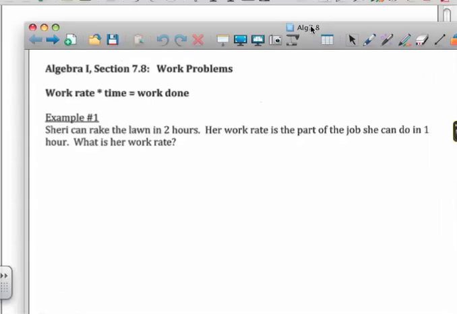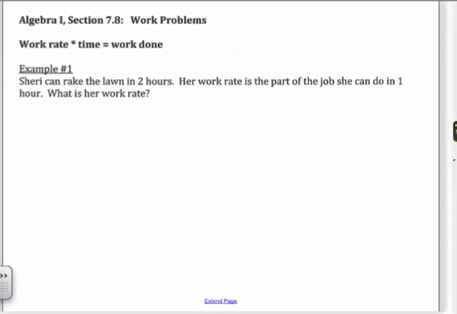Okay, guys, this first part, we're just messing around with the formula. Okay, we're talking about work problems today.